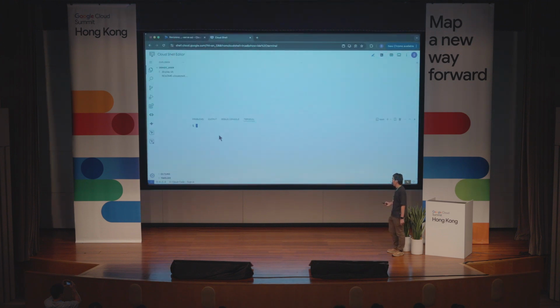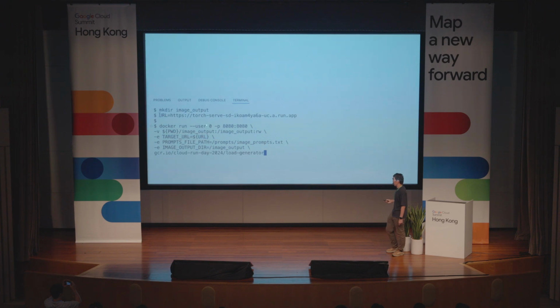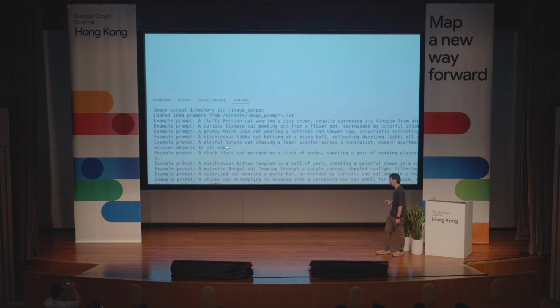Initially, I just get the URL for Cloud Run here. So I set the environment variable of a load generator locally here, with an image output where Stable Diffusion will generate the images. And there's a prompt file with a list of prompts that I'm just going to feed into the load generator. So this is a list of prompts of various cat images that I want.